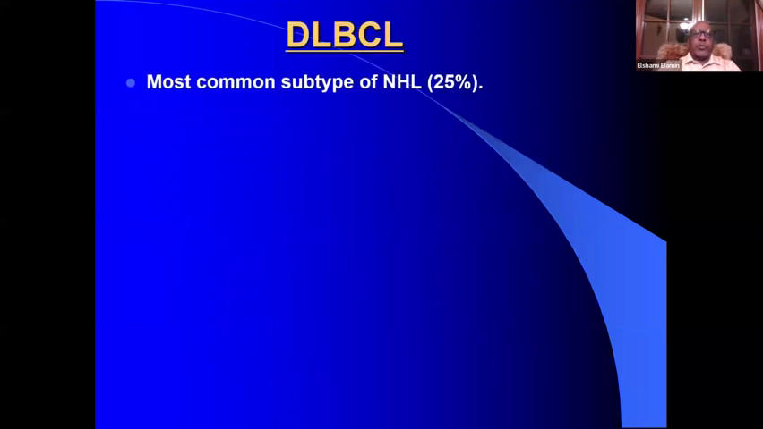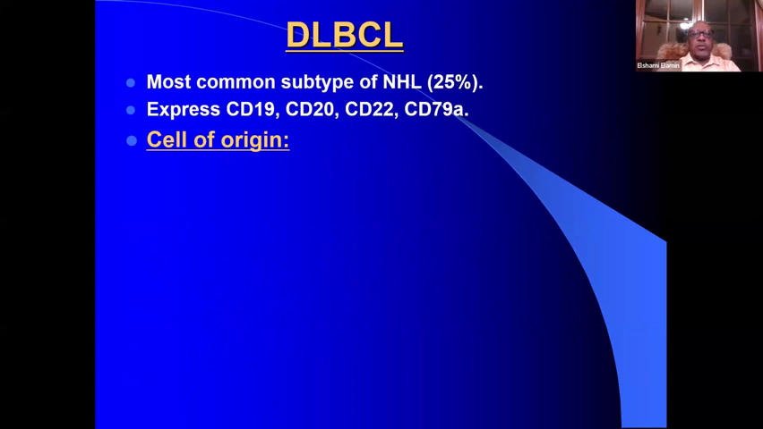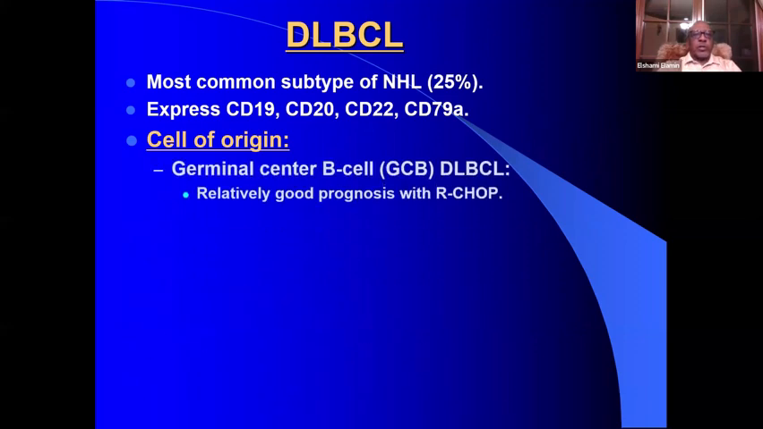So, diffuse large B-cell lymphoma is the most common subtype of non-Hodgkin lymphoma. 25% of all the lymphomas are diffuse large B-cell lymphomas. These are the markers, as we said, the cell of origin. So there are 2 cells of origin for the diffuse large B-cell lymphoma. Just focus on that. So remember that lymph node diagram. So in the germinal center, lymphoma may arise from the germinal cell and what we call germinal center B cell, GCB, diffuse large B-cell lymphoma.